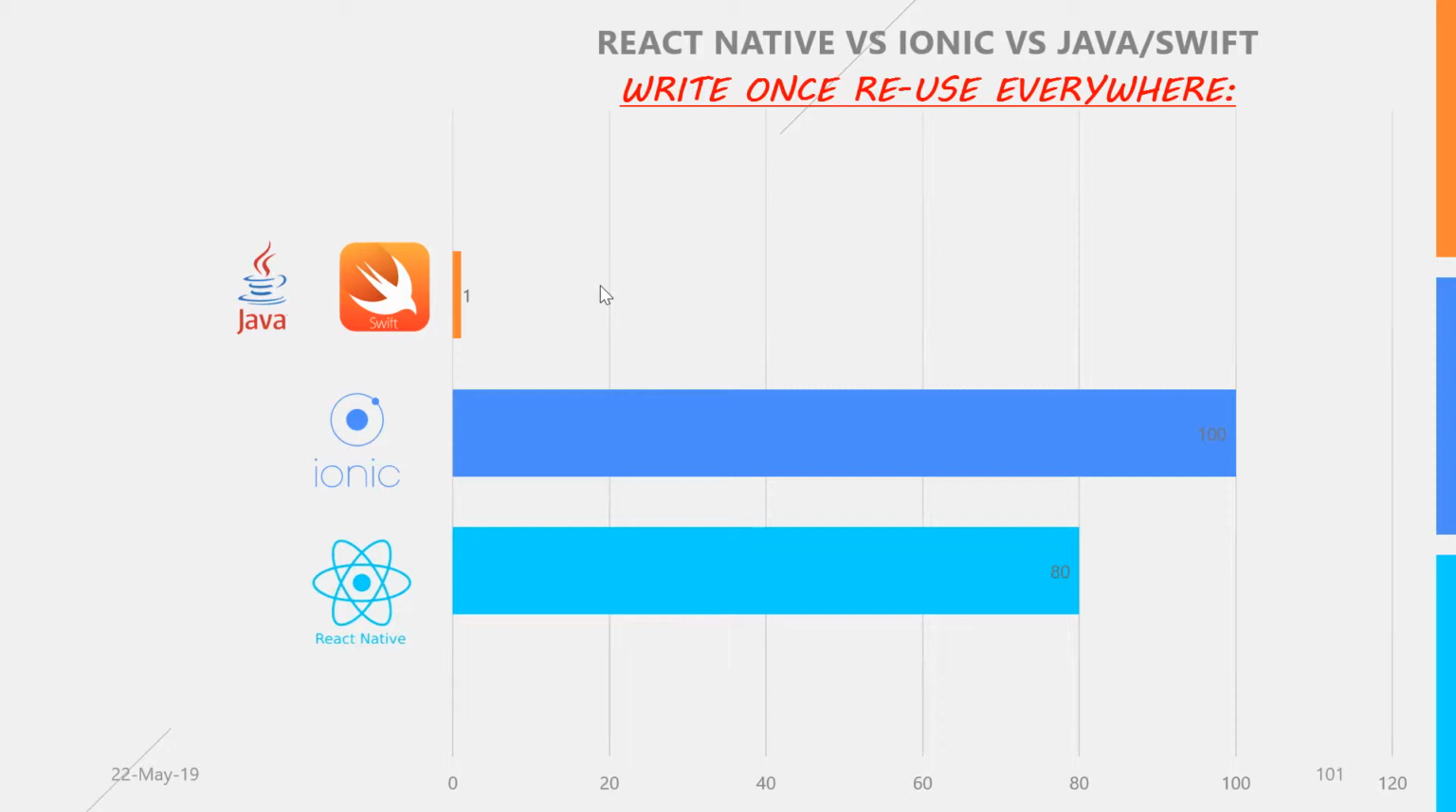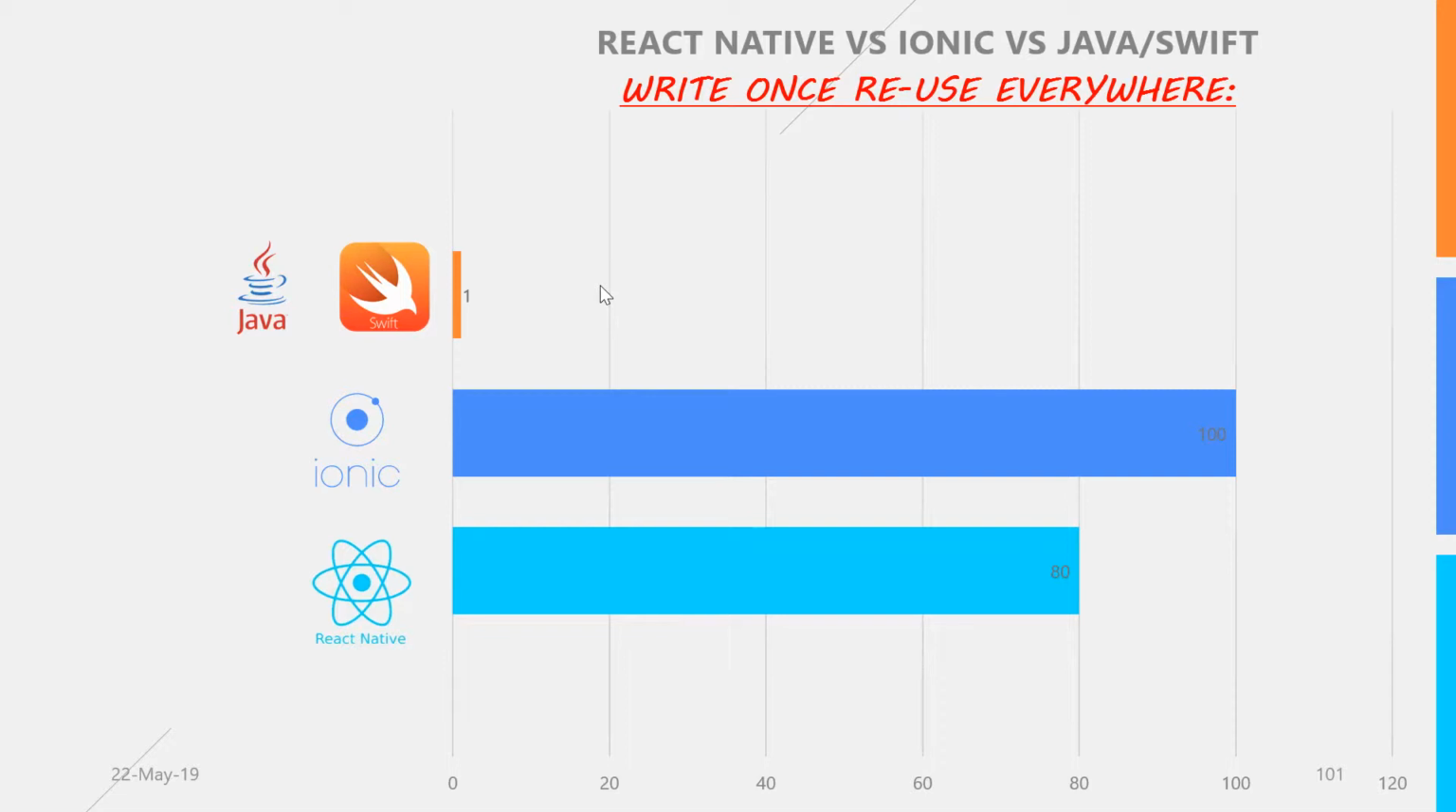For React Native, ideally it's supposed to be at 100, but as we are going to find out, even if you write code for Android, there are still some settings or aspects where you need to write separate code for Android and separate code for iOS. And I'll give you an example.